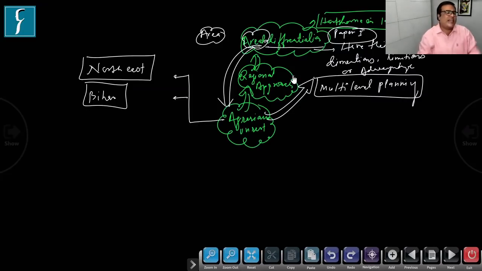So here I just gave you one example: if agrarian unrest is a topic, or a problem in the agricultural sector, or any sector, you can talk about the industry also. So if industrial unrest is there, in this also areal differentiation, the regional approach (the better term is the regional approach, which was earlier called areal differentiation), and multi-level planning all come into the scene.